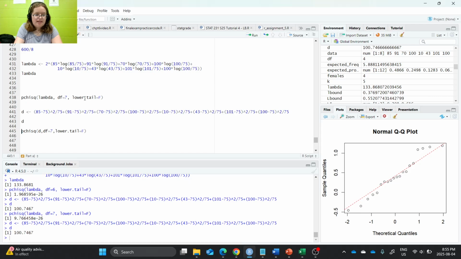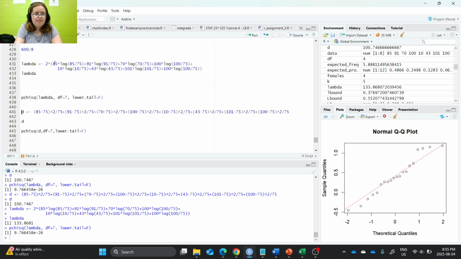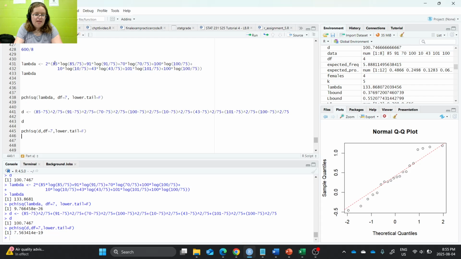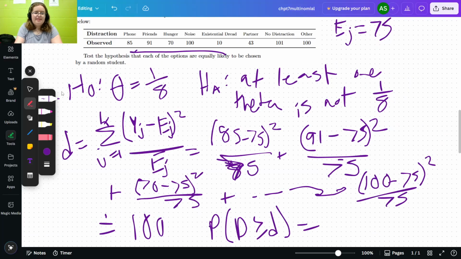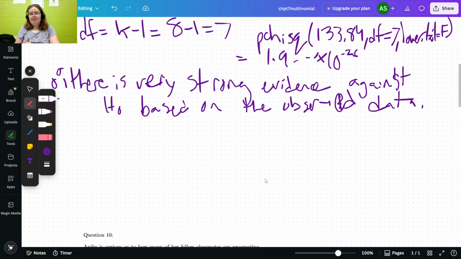Let's see what this looks like now. Okay, it's still really small. Doesn't change my answer. That's also really small, but I'll get to that. So, 7 degrees of freedom. Trust me, bro. And I hope I put that up here too.